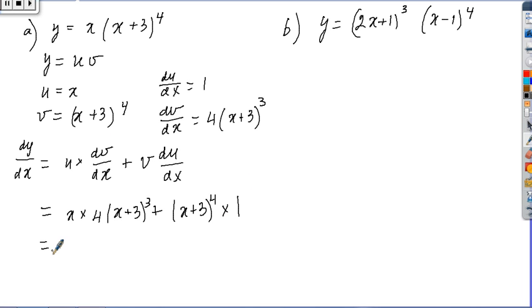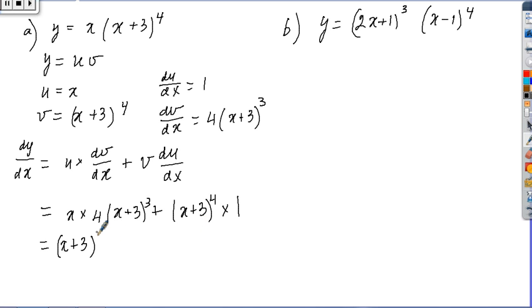So now finally we just need to tidy up a little bit. If you notice that there is a common factor, it has to be taken out of brackets. If there are any multiplications to be done, then do them. So look, in these two terms, I noticed that there is a common factor (x plus 3) to the power of 3 here, and I have (x plus 3) to the power of 4 here.